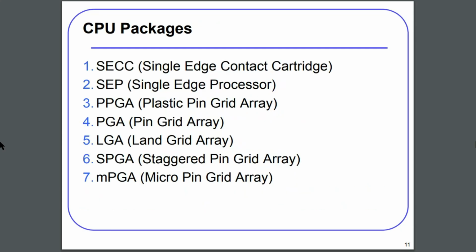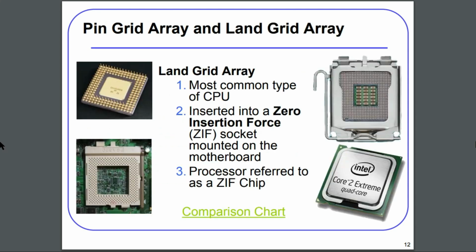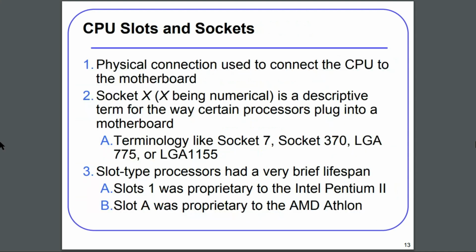In this slide you can see the CPU packages. The first is SECC, single edge contact cartridge, SEP, single edge processor, PPGA, plastic pin grid array, PGA, pin grid array, LGA, land grid array, SPGA, staggered pin grid array, and MPGA, micro pin grid array. So let's check the pin grid array and the land grid array. The land grid array is the most common type of central processing unit, inserted into a zero insertion force chip socket mounted on the motherboard, as you can see on the screen. The processor is referred to as a chip. So let's move to the next slide.